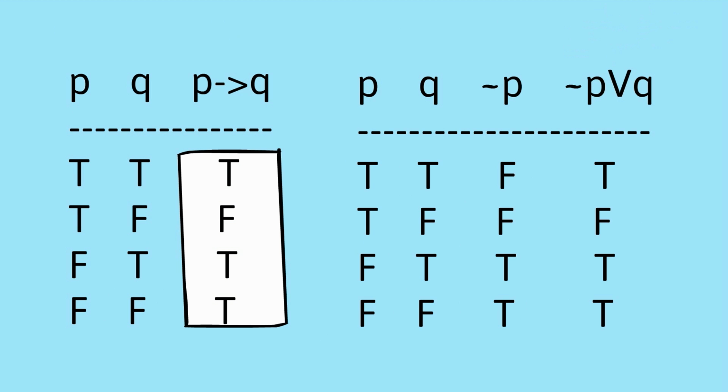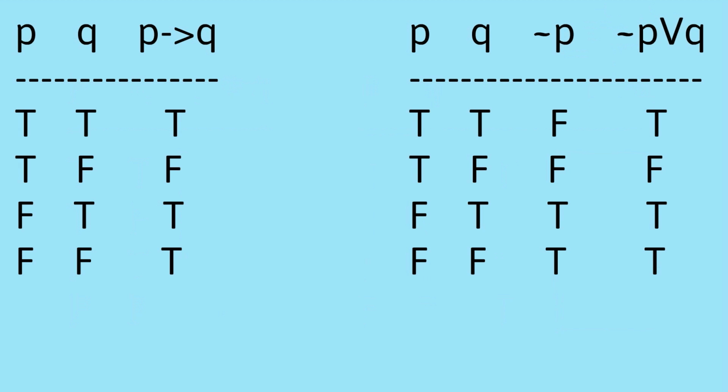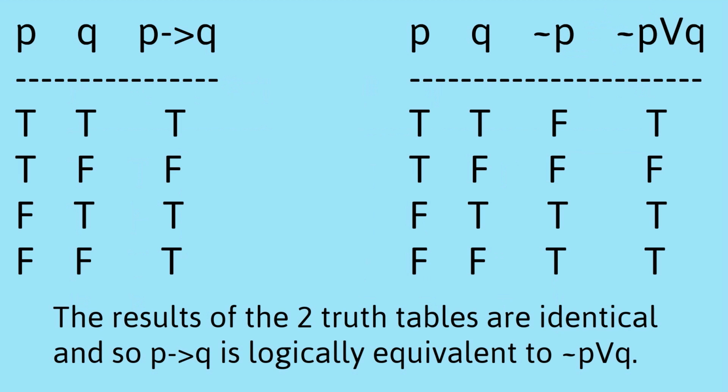And now we can see the result of the two truth tables is exactly the same. You can see here, true, false, true, true, and true, false, true, true. So we could conclude the solution by just saying the results of the two truth tables are identical, and so P implies Q is logically equivalent to not P or Q.